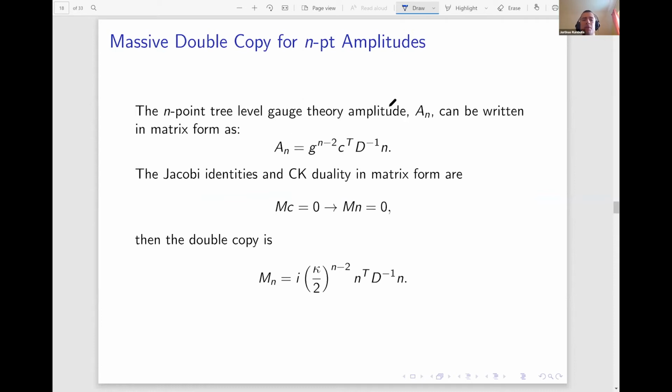So we can write the n-point gauge theory amplitude in this form, where G is the coupling, C is the vector with color factors, D is a diagonal matrix with all the propagators, and N is a vector with kinematic factors. Then we can write the Jacobi identity in this matrix form as some matrix M acting on the color factors is 0, and the number of non-zero rows in M is going to be equal to the number of Jacobi identities. And for color-kinematics duality, we need the same equation for the kinematic factors. And once we find these kinematic factors satisfying it, we can just replace C with N and get the double copy amplitude.